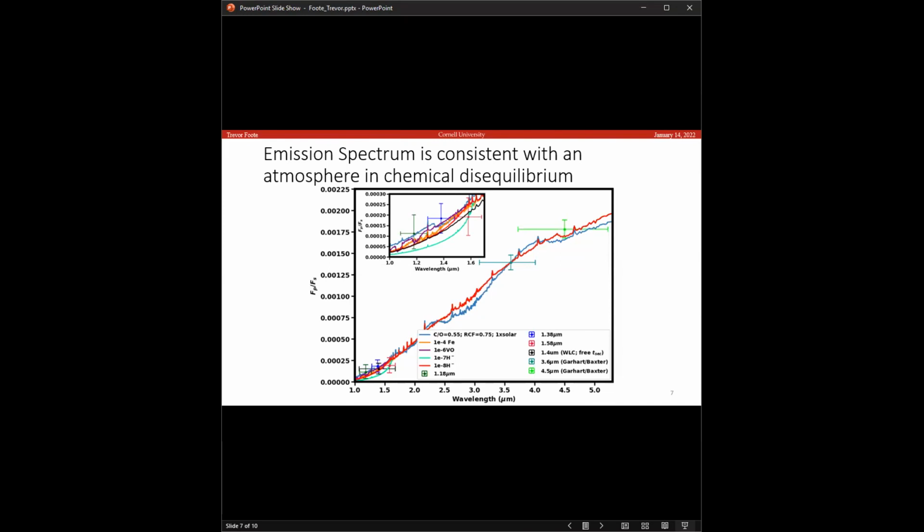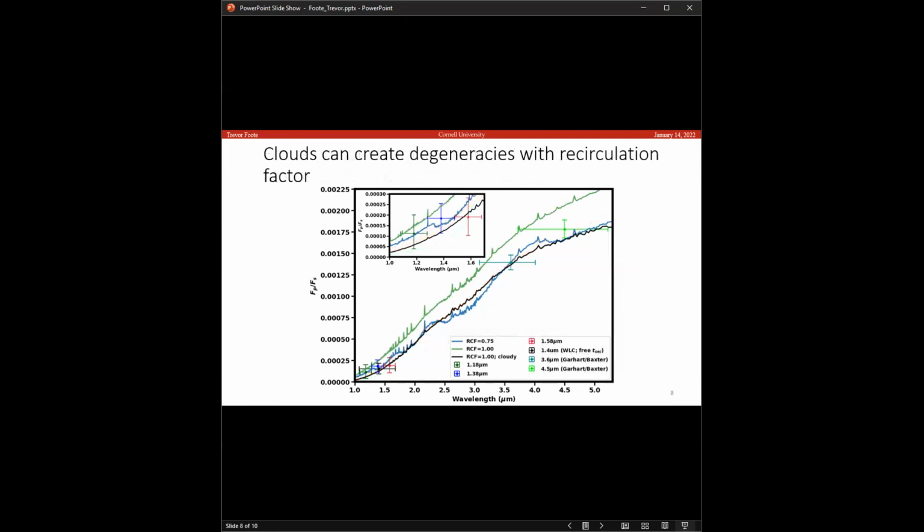Lastly, we wanted to see how clouds could play a role in what we see, and with that, we used Virga. Here we see that there's a degeneracy in the recirculation factor when we take into account potential clouds. A cloudy atmosphere with a recirculation factor of 1 looks very similar to a cloud-free atmosphere with a recirculation factor of 0.75. But as you can see in the highlighted section with HST wavelengths, we could break those degeneracies with additional observations.